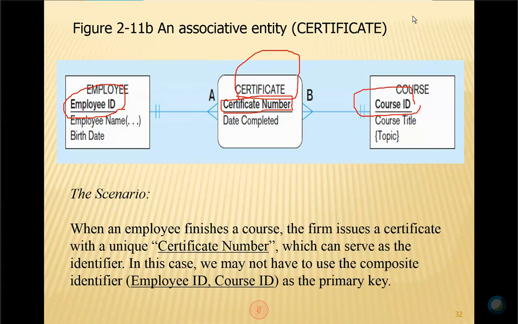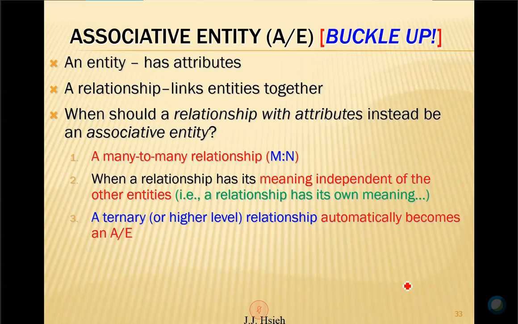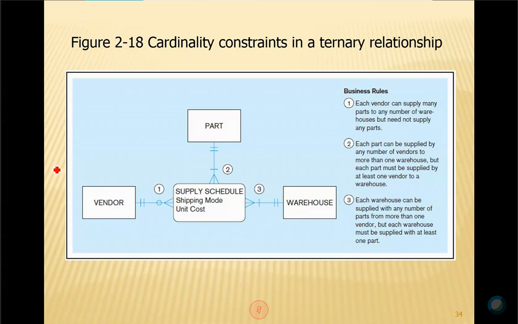The third situation is that, whenever we have a ternary relationship or higher-level relationship, do not even think about it. Just automatically convert that into a social entity. Okay? So like the situation right here, we have a part shipped by a vendor to a certain warehouse, just create a social entity.